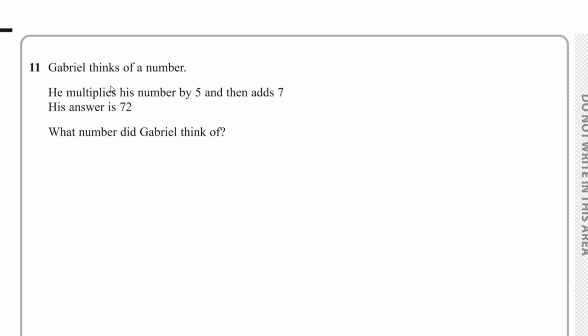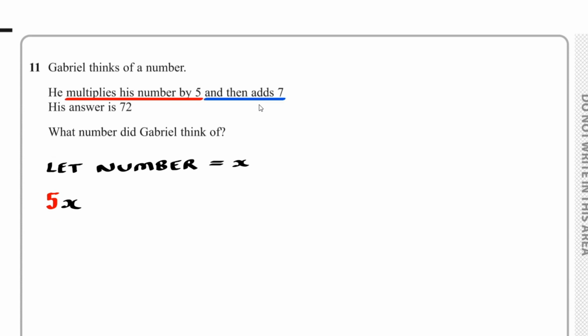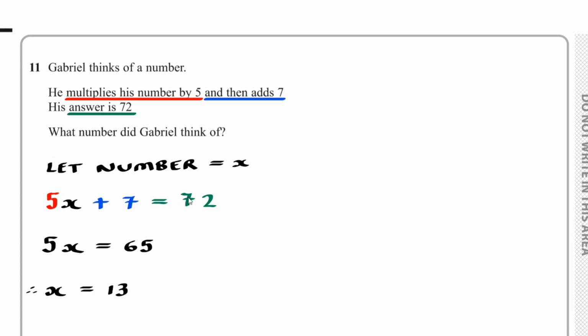Question 11. Gabriel thinks of a number. He multiplies his number by 5, then adds 7. His answer is 72. What number did Gabriel think of? If I let his number equal x, he first multiplies it by 5, so we have 5x. After that, he adds 7, so we have 5x plus 7, and his answer is 72. So 5x plus 7 is equal to 72. If I take away 7 from both sides, we have 5x equaling 65, and dividing both sides by 5, x is equal to 13.